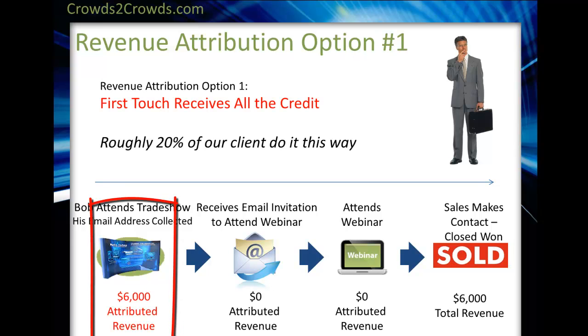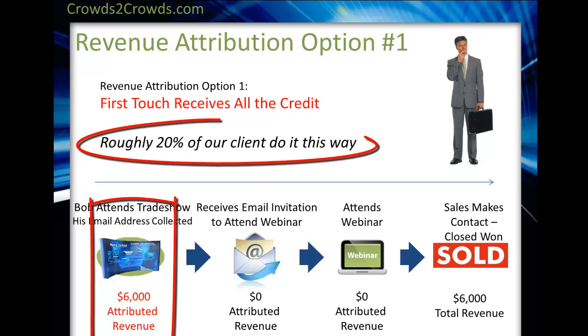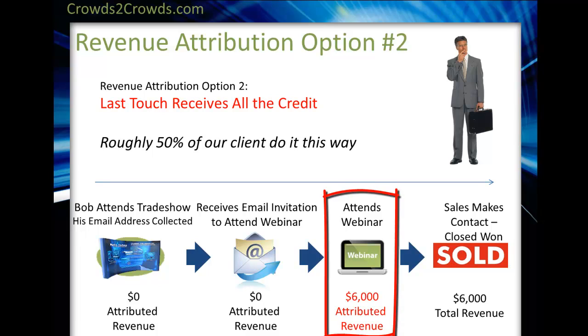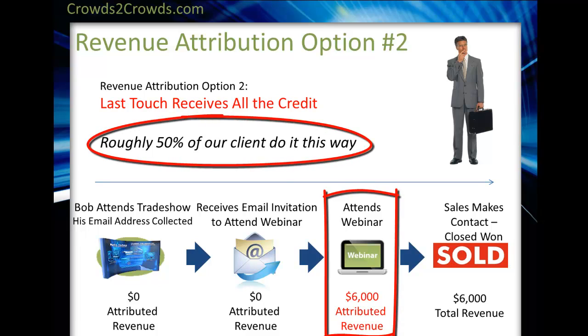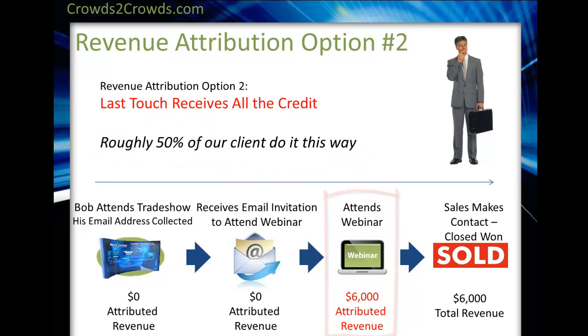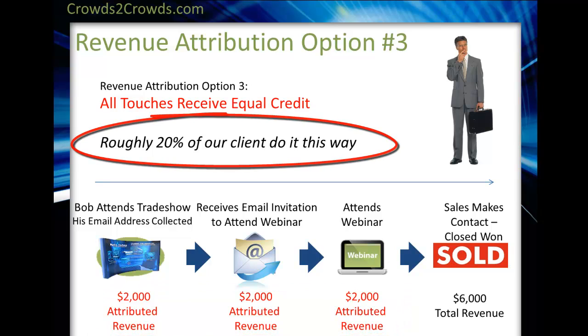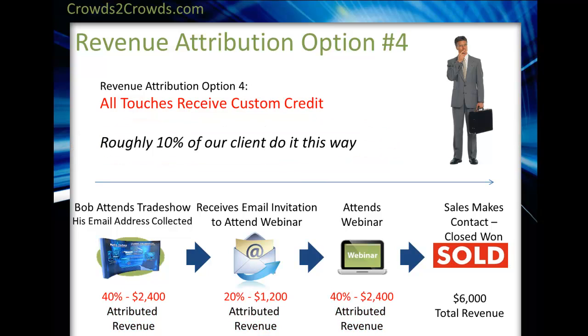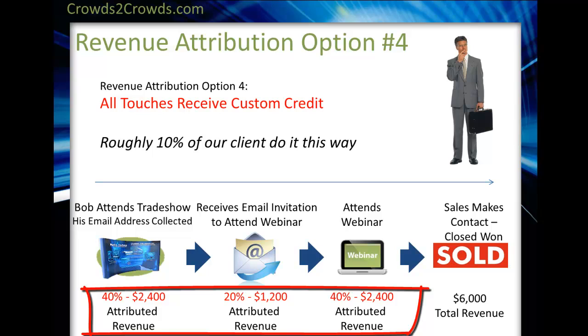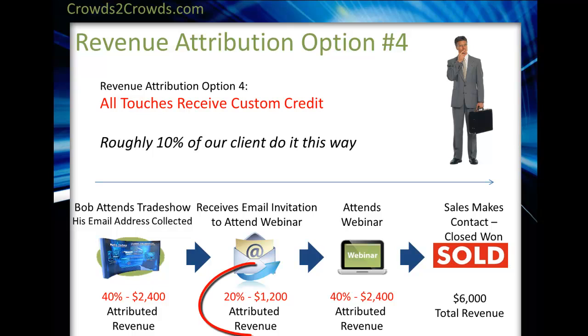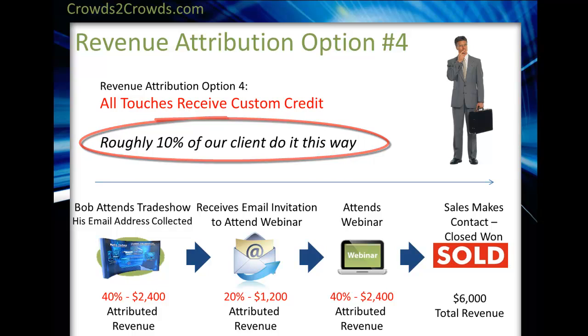The first touch gets all the revenue. About 20% of our clients do it this way. Another method is the last touch gets all the revenue. About 50% of our clients do it this way. Another approach is where you evenly split the revenue across all the touches. Again, about 20% of our clients do it this way. And finally, there is some customized version of this where you split the percentages in a customized way. In this case, you see that it's 40% in the front and the back, and then all of the middle touches are spread evenly. About 10% of our clients end up doing it this way.